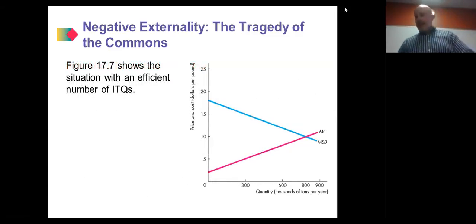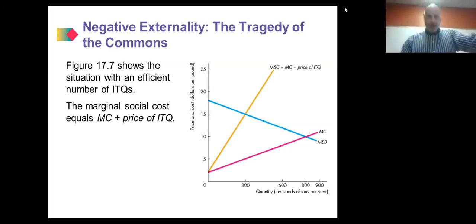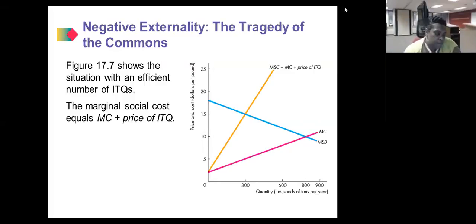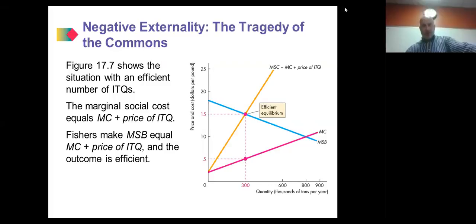Figure 17.7 shows the situation with an efficient number of ITQs. Marginal social cost, we said, was equal to the marginal cost plus the price of the ITQ. If fishers make the marginal social benefit equal marginal social cost, the outcome is efficient. The only thing we're introducing here is how we are defining the marginal social cost. Remember, it's the marginal cost plus the price of the ITQ. Now, ITQs are used on a scale that keeps output at the efficient level.